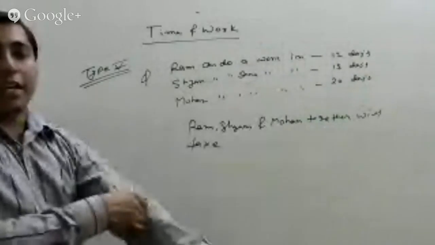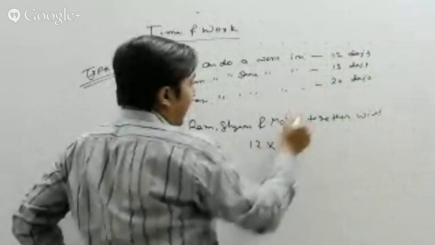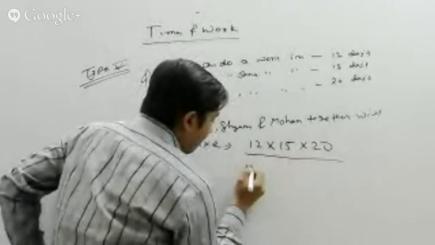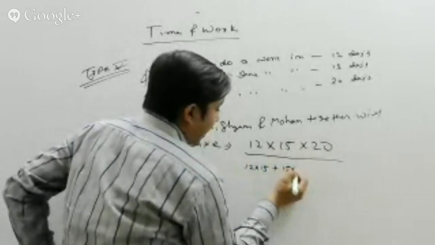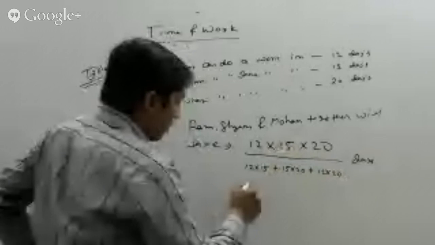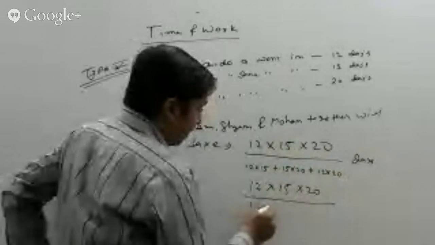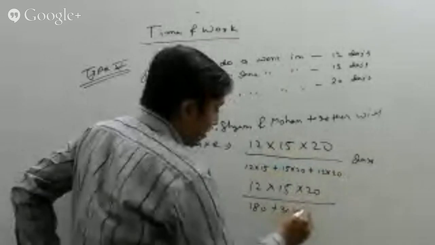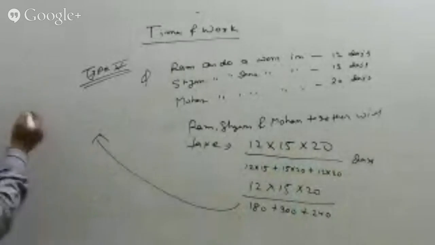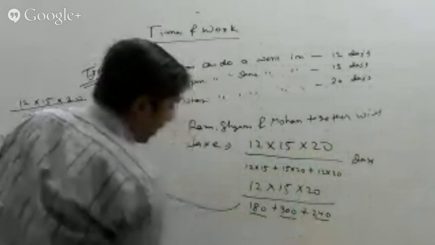We have the formula X into Y into Z by XY plus YZ plus ZX days. So put the values here. X is equal to 12, Y is equal to 15 and Z is equal to 20. So 12 into 15 into 20 by 12 into 15 plus 15 into 20 plus 12 into 20 days. By solving it, 12 into 15 into 20 by 15 into 12, 180, plus 15 into 20, 300, plus 12 into 20, 240. That is 12 into 15 into 20 by 180 plus 300 plus 240.